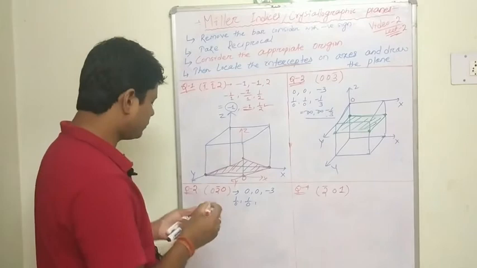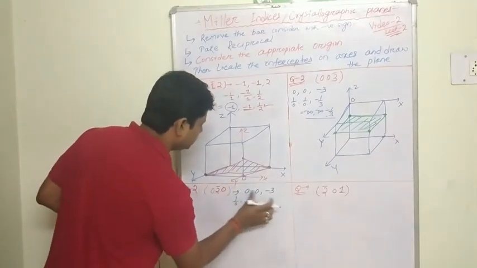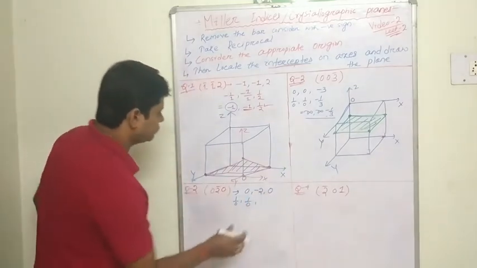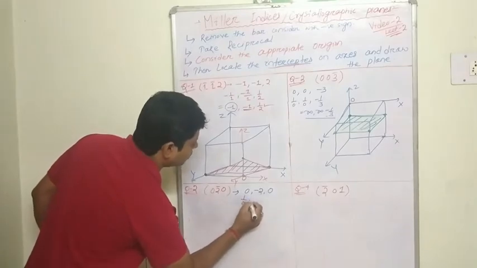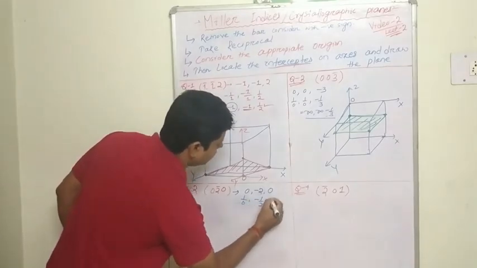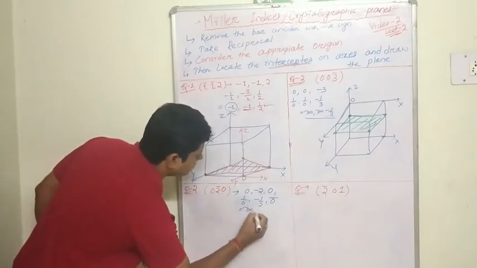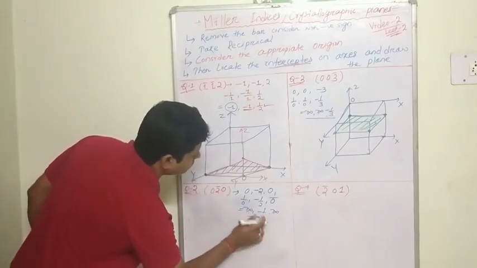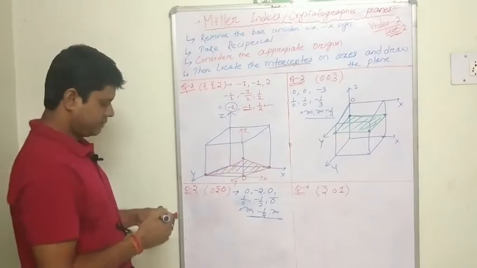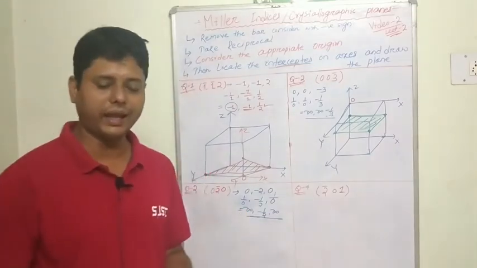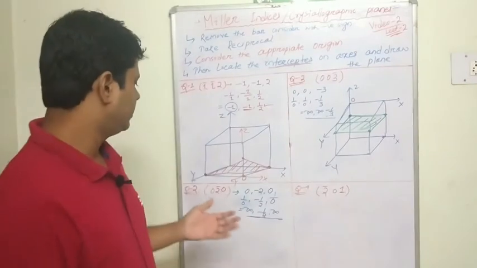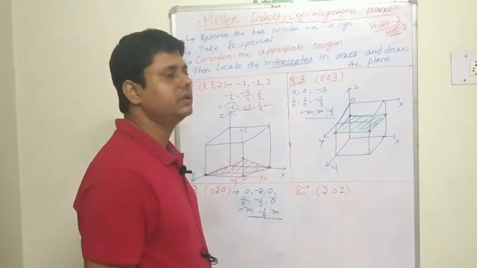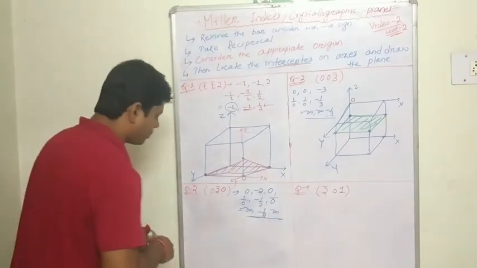Okay, so here it will be 0, minus 2 and 0, right? Now we have to take the reciprocal. It will be 1 by 0, minus 1 by 2 and 1 by 0. That will be infinite, minus 1 by 2 and infinite. So these are the intercepts that we have to consider to draw the plane. That means infinite along x and z axis means the plane we have to draw has to cut the y axis at minus 1 by 2 and has to be parallel with both x and z axis. First we have to draw the unit cell.